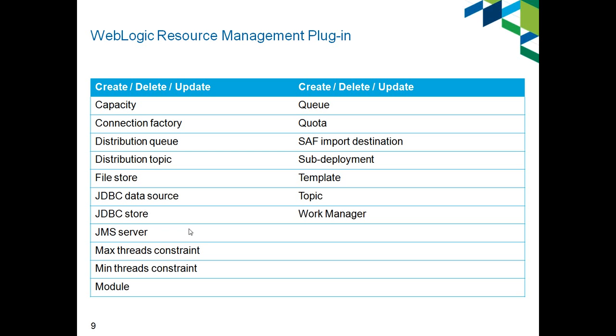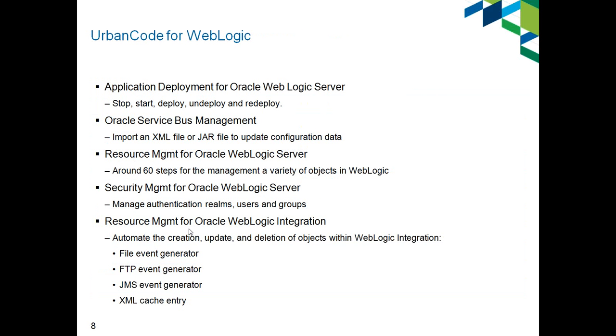So we can create a distribution crew, we can delete it, we can update it, and the parameters that are required to be provided to UrbanCode so that UrbanCode can perform these operations are all collected in the steps. I'm going to go and show you some of these steps in just a few seconds' time.